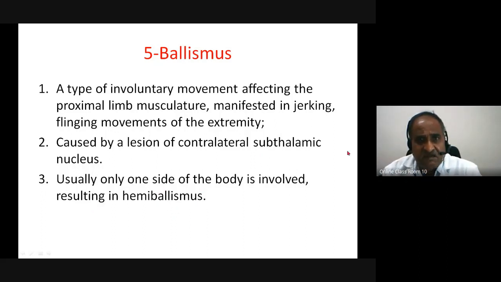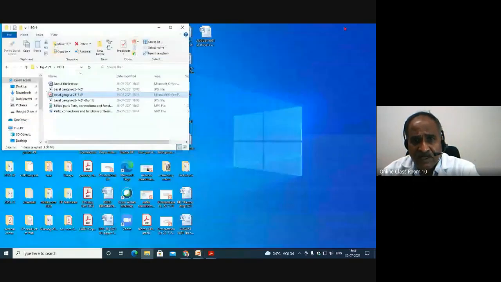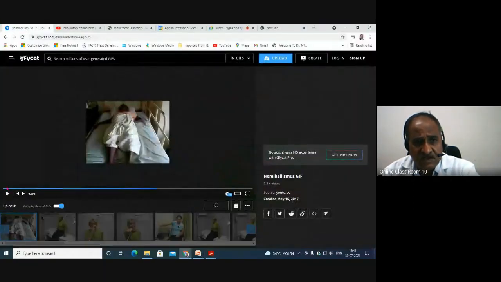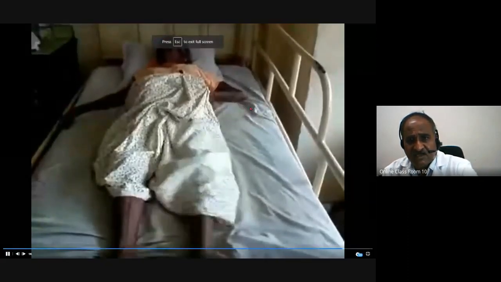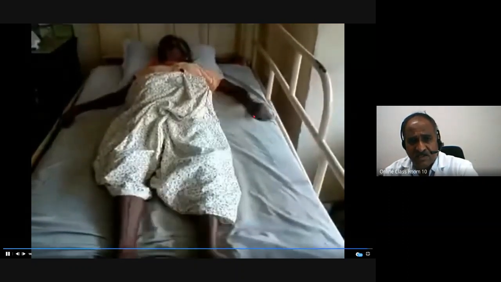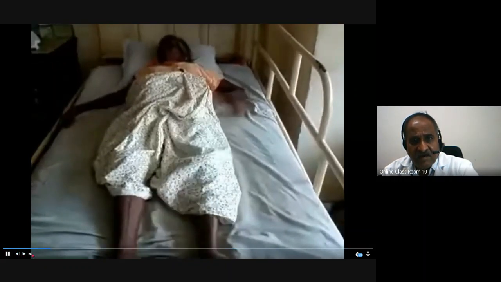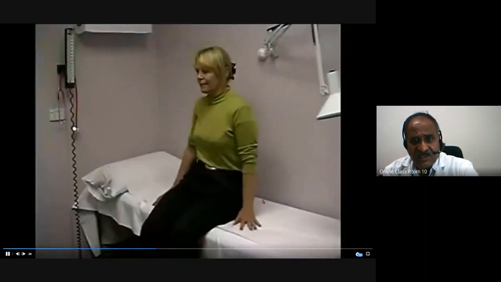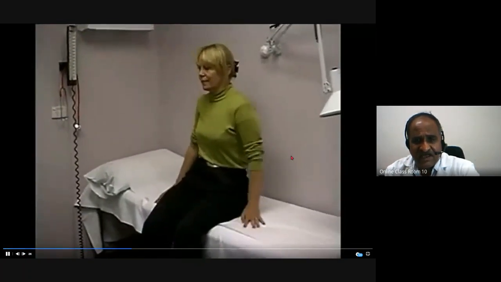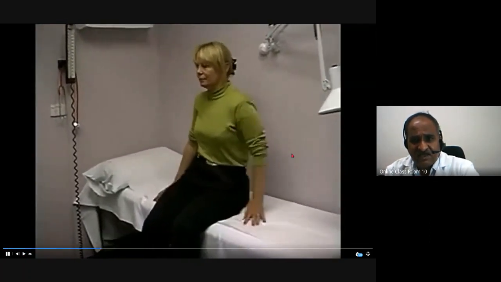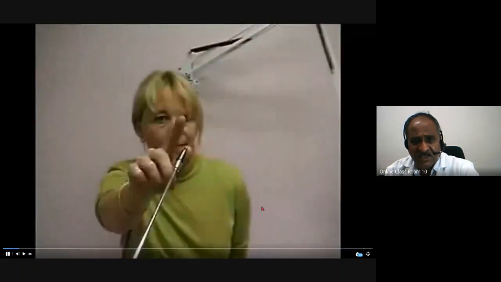Let us see some of the hemiballismic movements. This is a hemiballismus. You can just see that lady continuously moving this limb and this limb. These are hemiballismus motions. Okay, so now, this is another example. These are ballistic hemiballismus movements. This side is a particular motion. So look at that, see how she is performing with this.